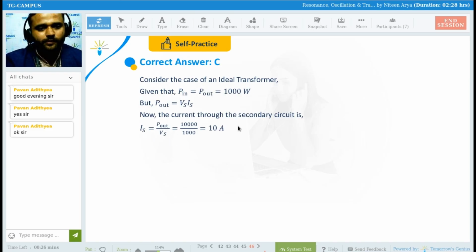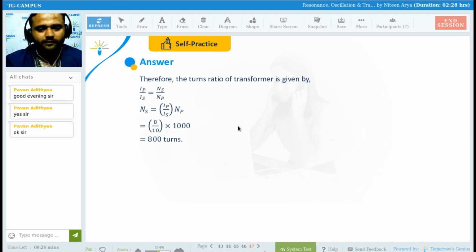Consider the case of an ideal transformer, where P in equals P out, which is 1000 watt. P out equals VS into IS. Now the current through the secondary circuit is IS, which is P out upon VS, 10 ampere. So in this way you can find IP upon IS, which is NS upon NP. Okay, in this case NS is 800 turns. Either you get it in this way.